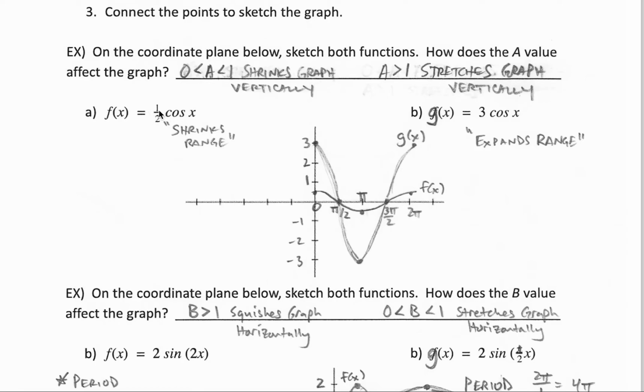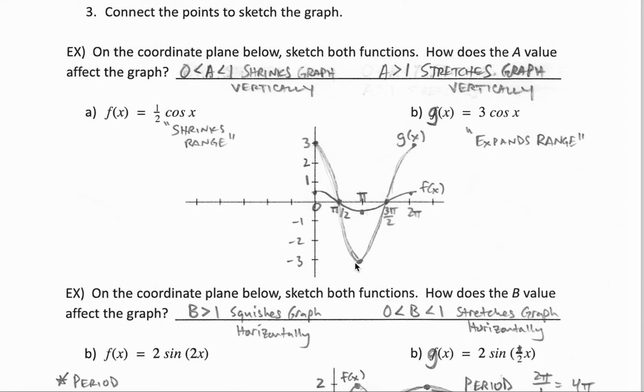So that was an amplitude of 1/2. Let's see what happens if we have an amplitude of 3. Maybe you're thinking that if this shrunk it or squished it vertically, this must be stretching it or expanding it vertically. So now our amplitude is 3, that A value. So my range is going to go from 3 down to a minimum of -3.